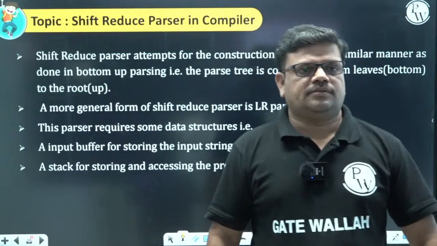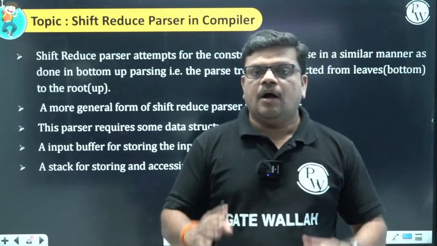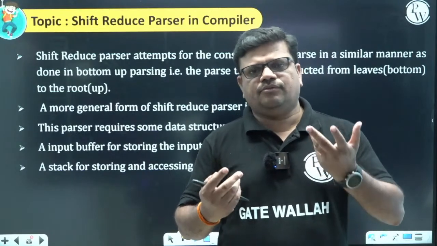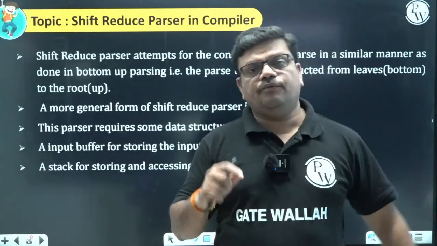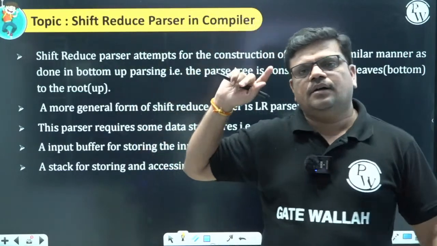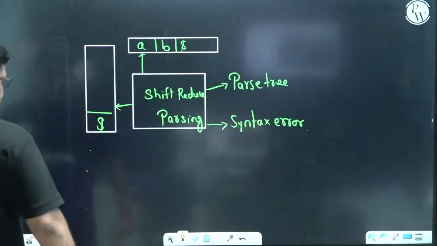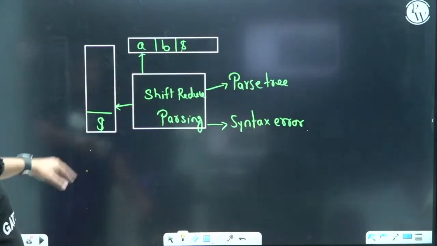All the bottom up parsers, whatever they may be, LR parsers and so on, every bottom up parser is a shift reduce parser. Why it is called a shift reduce parser, I'll explain. What is a shift reduce parser? The shift reduce parser is like this.